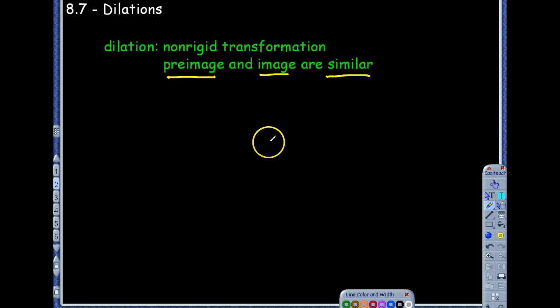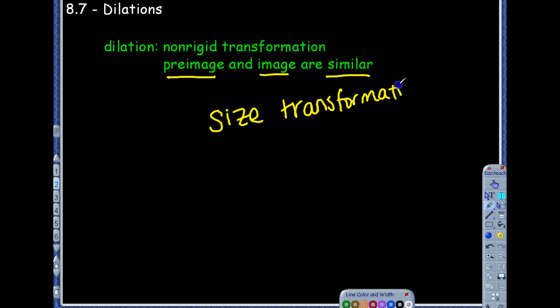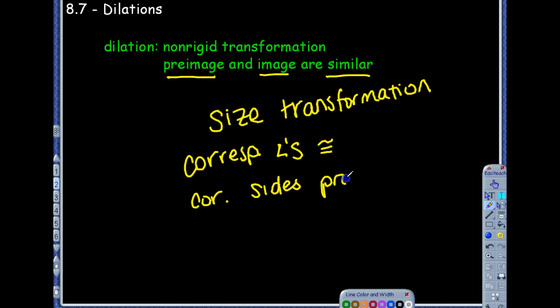A lot of times, to me, a dilation is kind of like a size transformation in a sense. I love that vocabulary, that idea there. So the size is changing. All the corresponding angles will be congruent, but the corresponding sides will be proportional. I think that's important because we know that is true about all similar figures too. The corresponding angles will be congruent, but the corresponding sides are proportional. And so that's going to be the big thing that you're going to see here. Now, keep in mind, dilations do not always mean that it's going to get bigger. Could get bigger, but it could also get smaller.